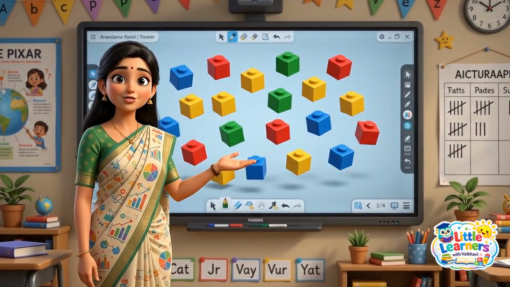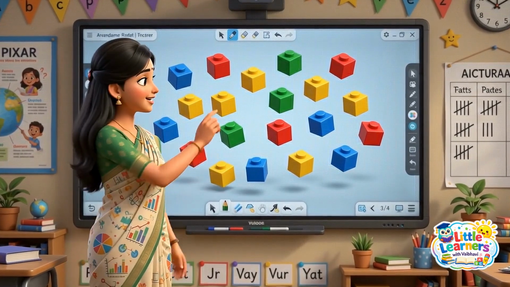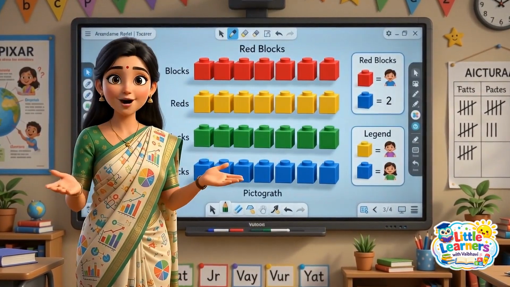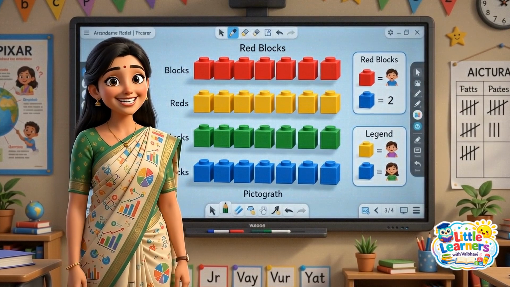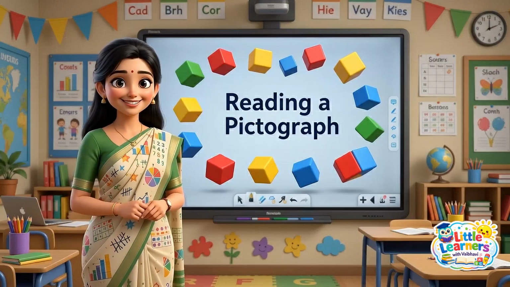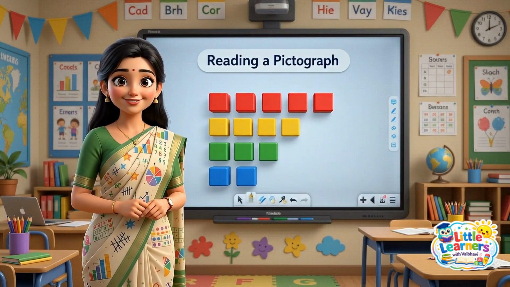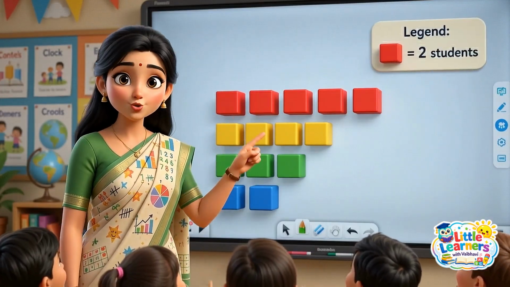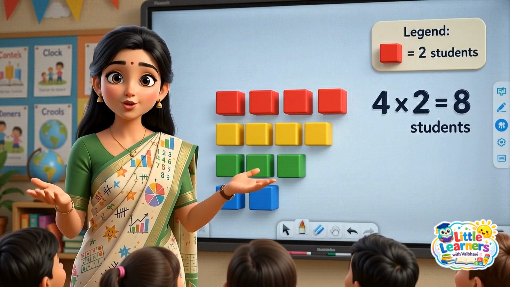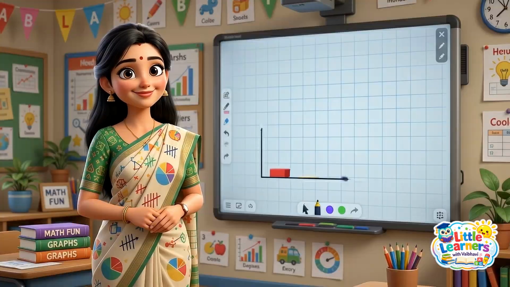A pictograph uses pictures to represent data. Each picture stands for a certain number, making information easy and fun to understand. Let's read this pictograph. Watch how the blocks arrange themselves. If one picture represents 2 students, then 4 times 2 equals 8 students.